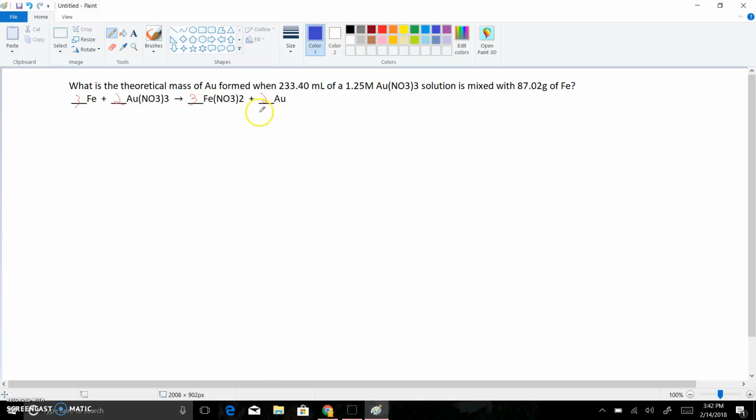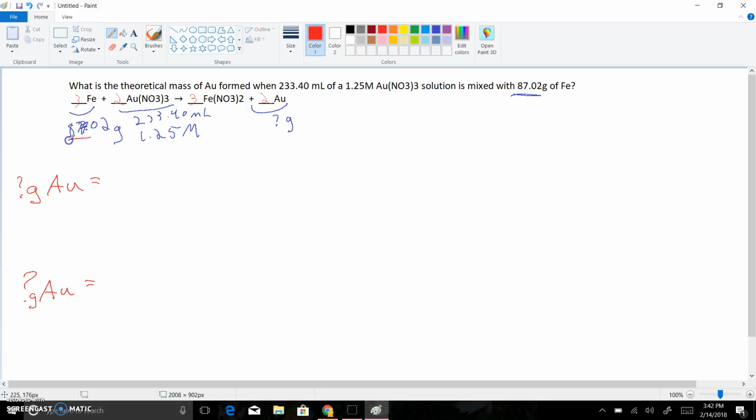It says in here, what is the theoretical mass of Au, that's gold. So I want to know how many grams of this I have. When you add, it tells me 233.4 milliliters of this at 1.25 molar, that's what that big M is. And you're also mixing in 87.02 grams of this stuff. Okay, so I can see here that I'm trying to find grams of gold. So question mark grams of gold, and at this point I've got 2 numbers. So really I've got 2 problems that I've got to do.